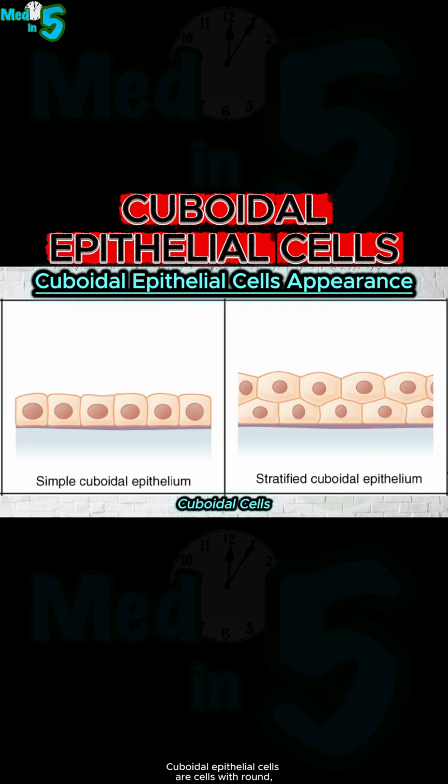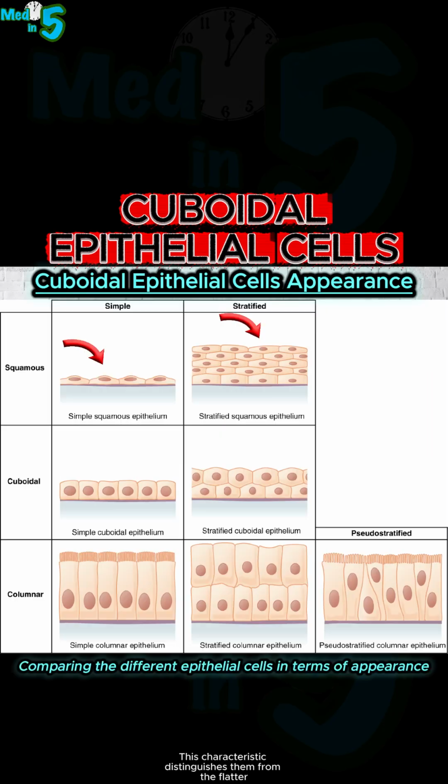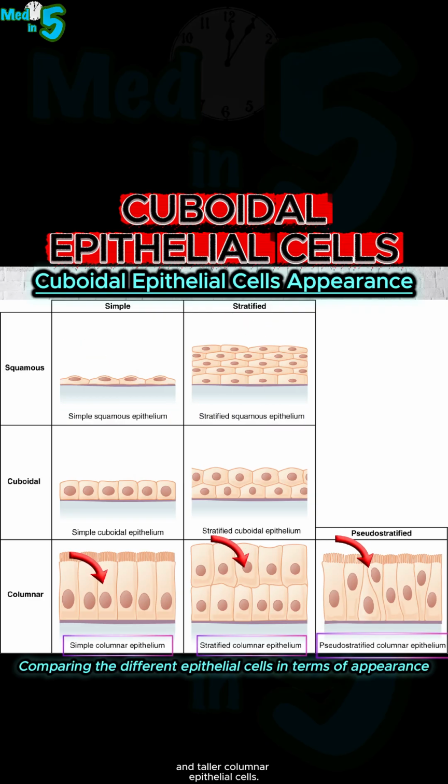Let's start. Cuboidal epithelial cells are cells with round, centrally located nuclei. The term cuboidal refers to their cube-like appearance, with their height approximately equal to their width. This characteristic distinguishes them from the flatter, squamous, and taller columnar epithelial cells.